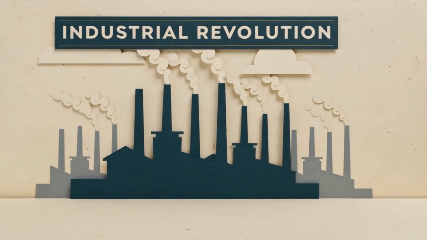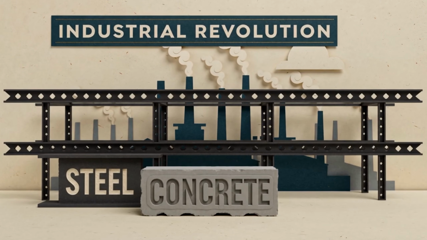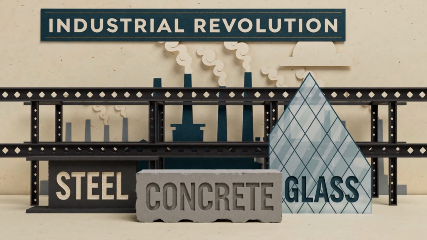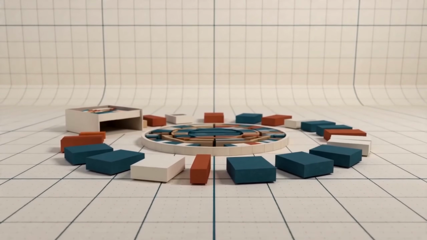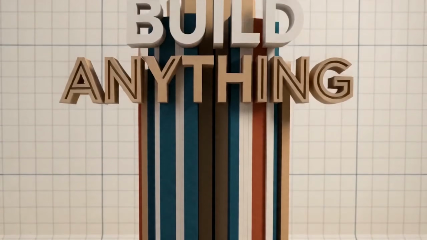Steel could now be manufactured almost anywhere. Concrete became cheap. Glass production exploded. Suddenly, architects weren't limited by whatever happened to exist nearby. They could build almost anything.